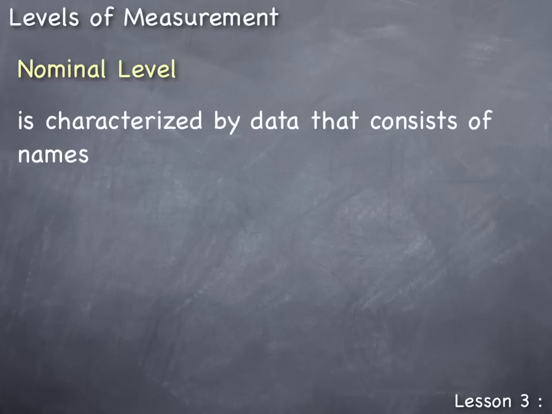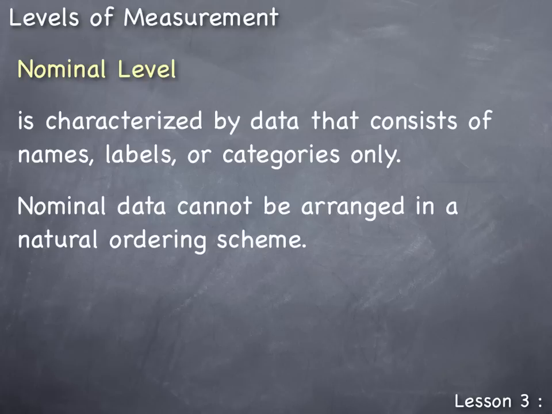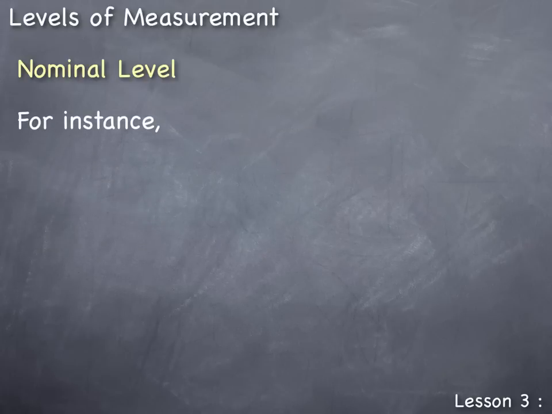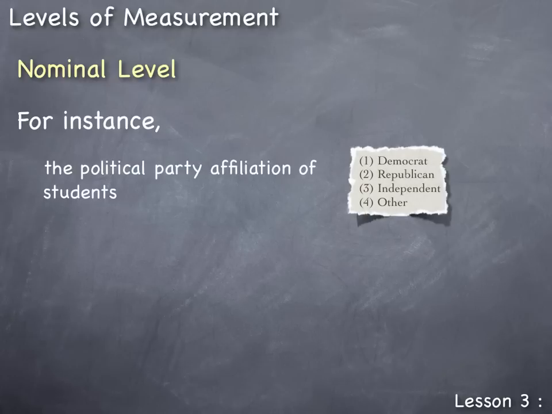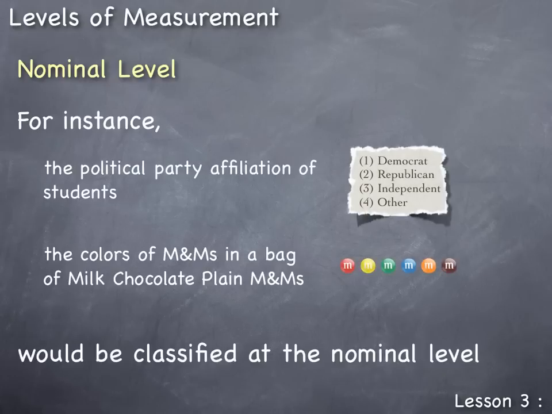Nominal level is characterized by data that consists of names, labels, or categories only. Nominal data cannot be arranged in a natural ordering scheme. For instance, the political party affiliation of students, the colors of M&Ms in a bag of milk chocolate plain M&Ms would be classified at the nominal level. Because political party affiliation, Democrat, Republican, Independent, are names only, and the colors of the M&Ms, red, yellow, green, blue, orange, brown, are just names only. There is no natural order to these items.